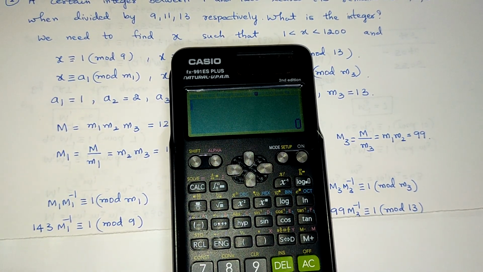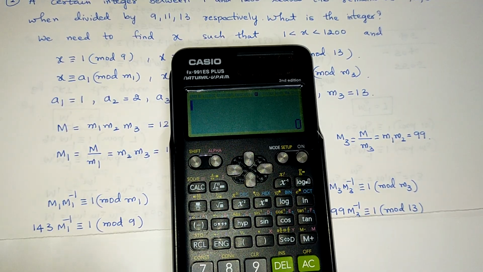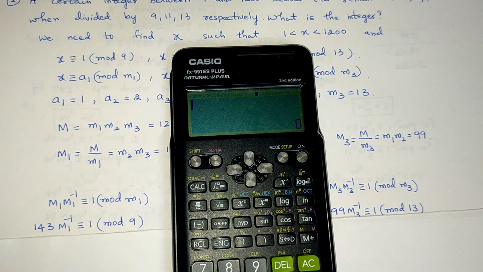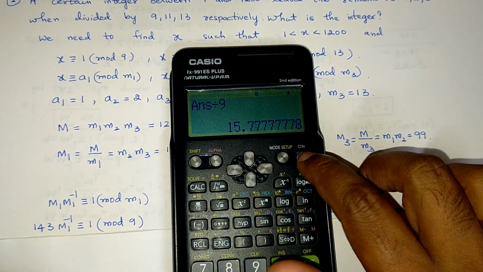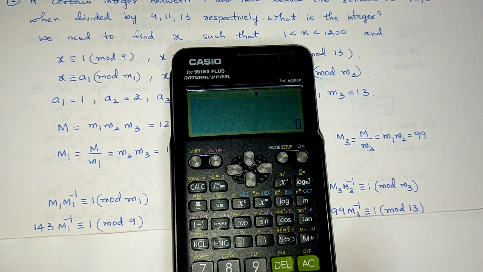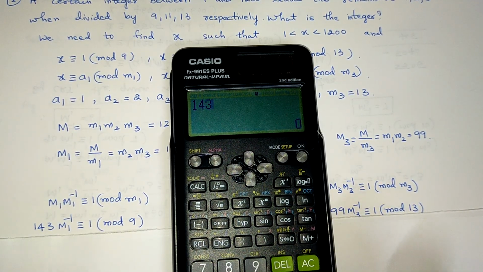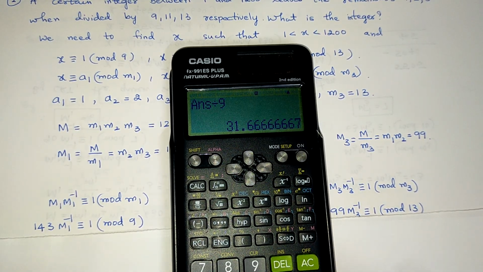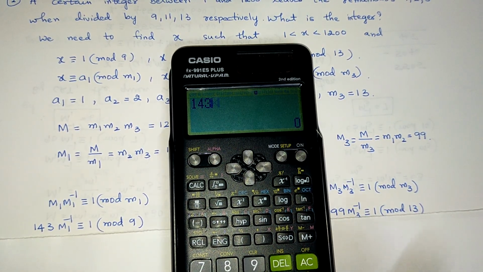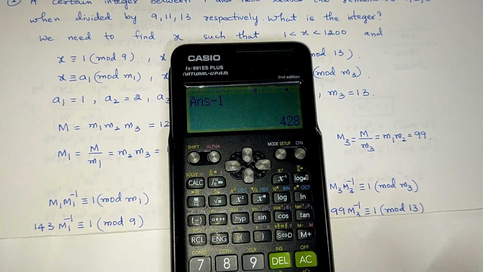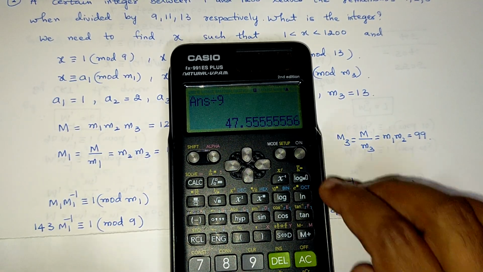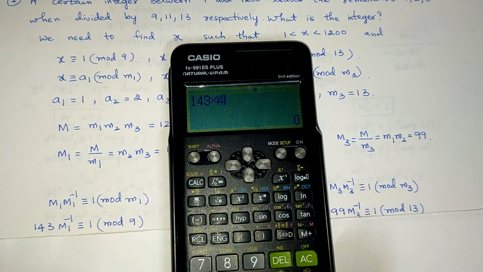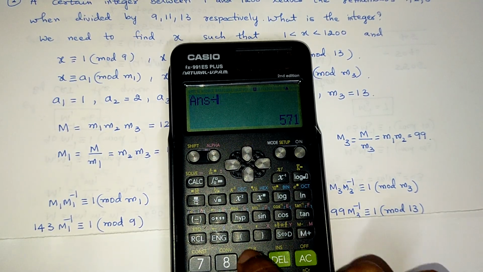Here 143 into M1 inverse is congruent to 1 modulo 9. Let us substitute M1 inverse equal to 1. So 143 minus 1, it is not divided by 9, it should be divisible by 9. So let us consider 143 into 2 minus 1. Is that divisible by 9? No. So 143 into 3 minus 1. Is that divisible by 9? No. 143 into 4 minus 1. Is that divisible by 9? No.